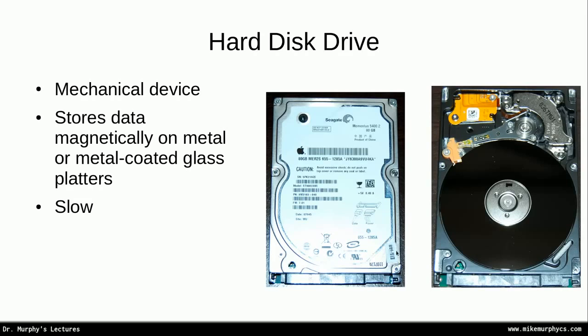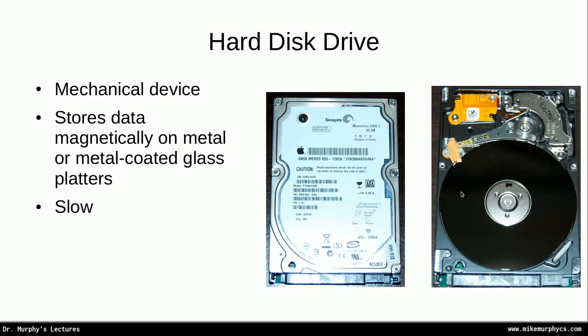Outwardly, it basically looks like a metal box with a connector or a couple connectors on it. It stores data magnetically, either on a metal platter or a metal-coated glass platter. Now I took the cover off this drive. This is an old drive. Do not take the cover off your hard drive. It will void your warranty. But this is an old drive that I'm not using anymore, so I didn't mind. And we can see the internal components of the drive here.